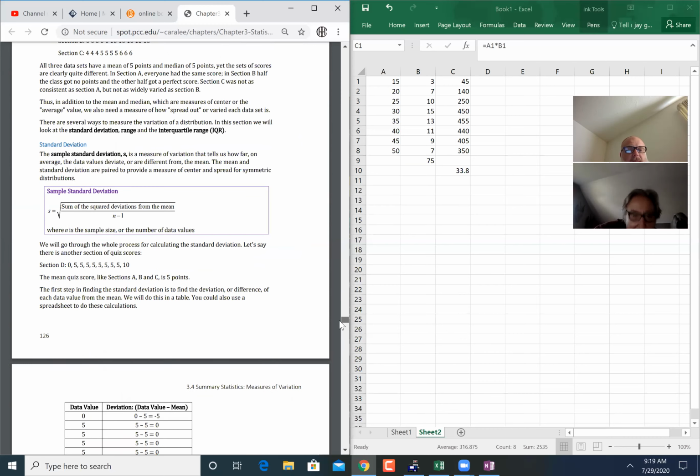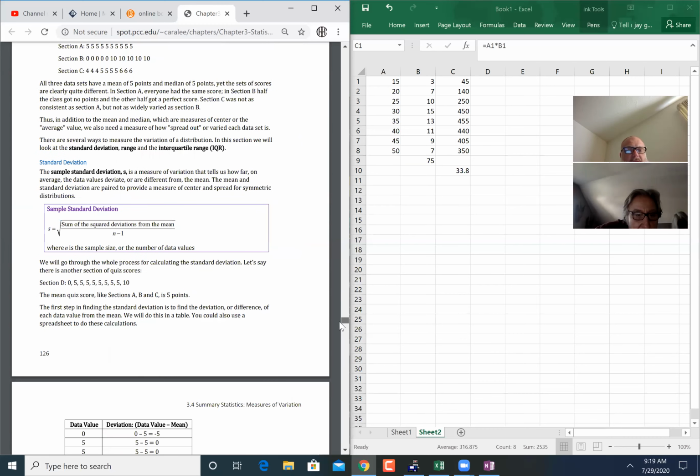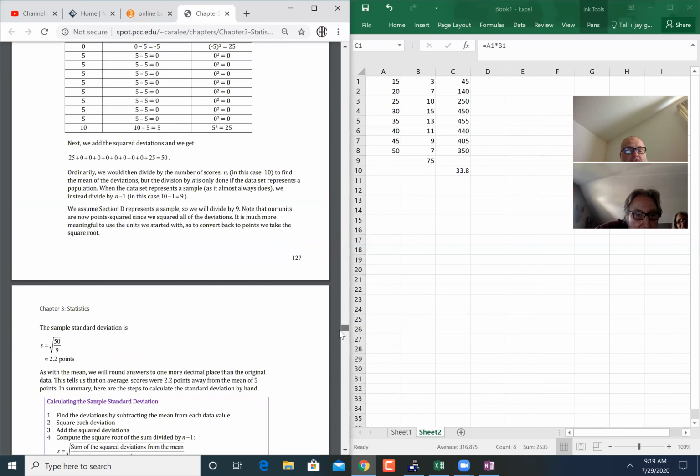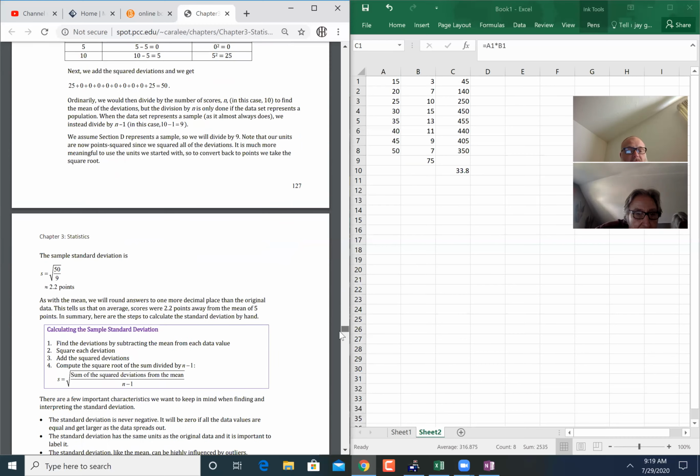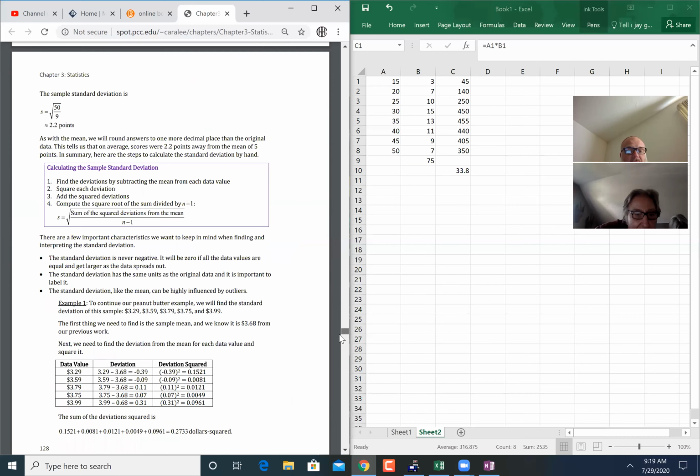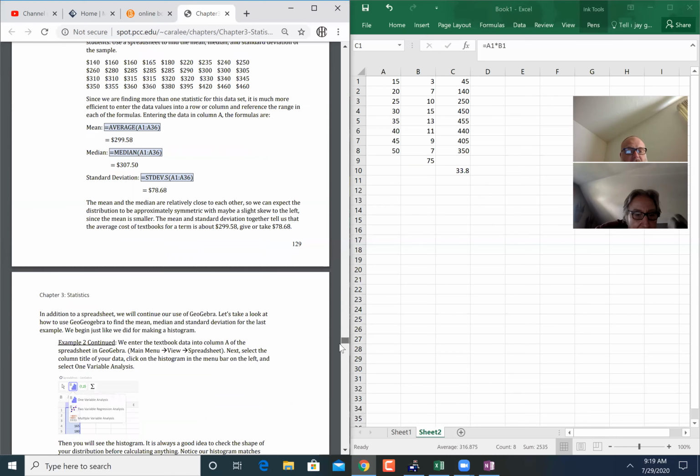So there's that standard deviation. That's how we found it if we're doing it the long way, when we know all the values, okay? But down here, it tells us how to do it when it's grouped like this somewhere.